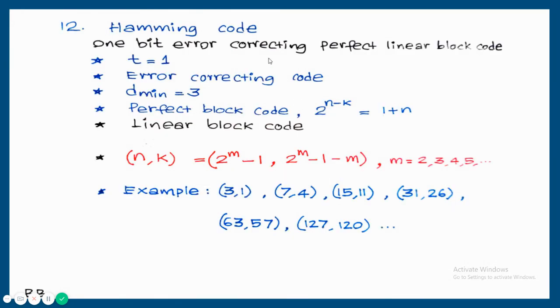Hamming code is a subset of linear block code. A 1 bit error correcting perfect linear block code is known as Hamming code. So this provides all the basic properties of Hamming code. 1 bit error correcting. So first of all, Hamming code is an error correcting code. Its error correction capability is equal to 1.